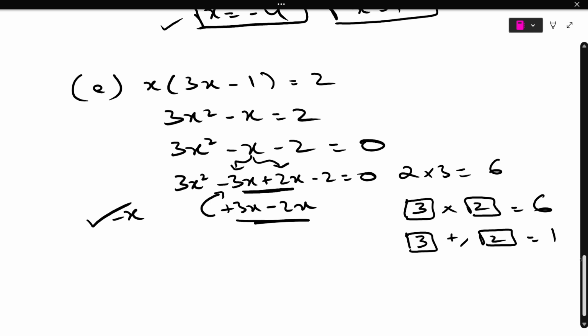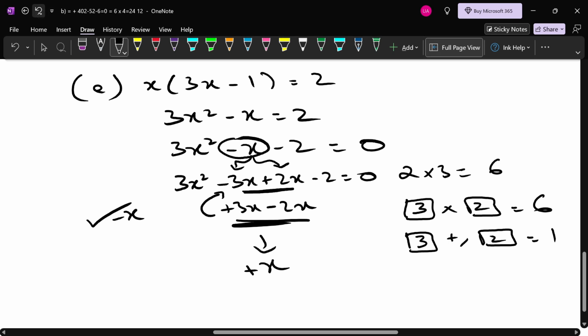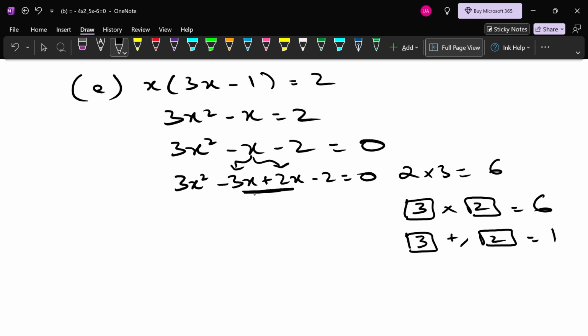But if I had written it like this, then I would have gotten plus minus minus. 3 minus 2 is x, and the sign is of the greater number, which means plus x. But I don't need plus x, I need minus x. Right, so that is the logic why I have written it like this. Remember that. Okay, is that clear? I understand. Okay, good.